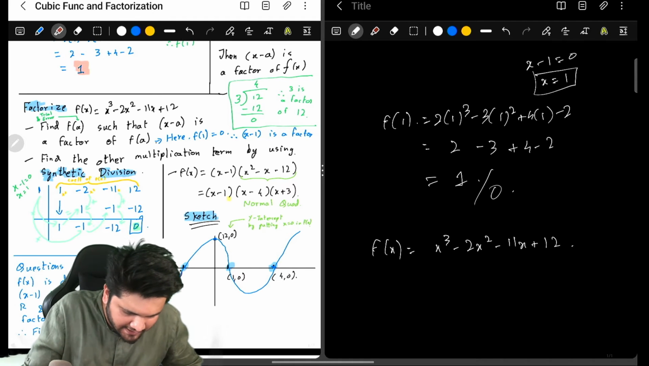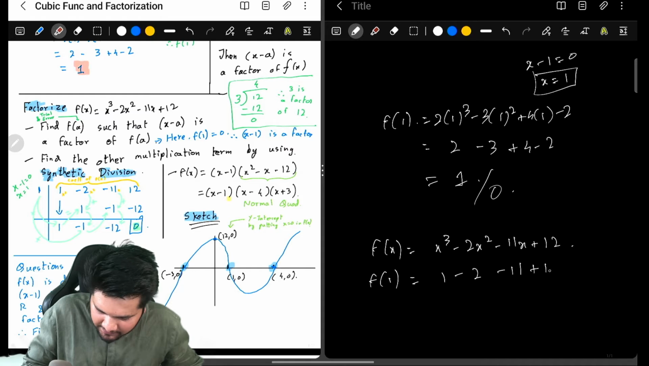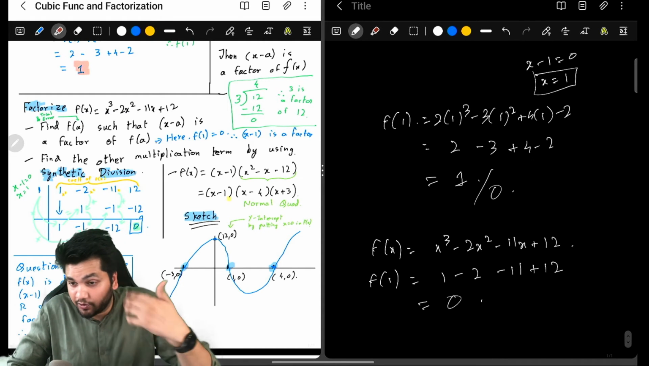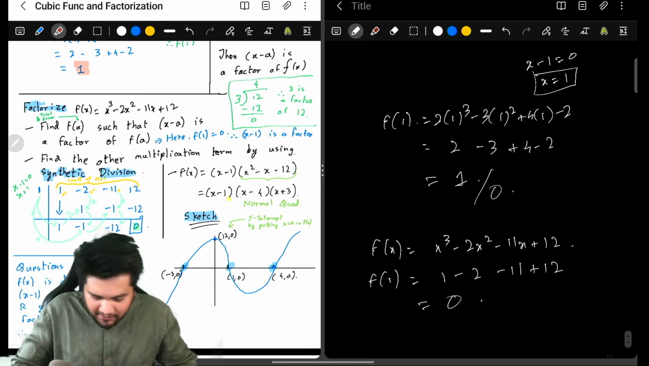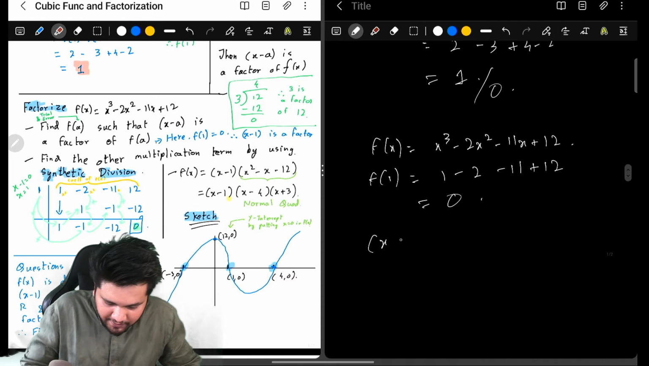So here, as you can see, f of 1 is equal to 0. Is it? Okay. If I put f of 1, then I'll get 1 minus 2 minus 11 plus 12, which is nothing but 0. So if I put 1, then it becomes a factor. That's why x minus 1, as I said, x minus a would be the factor. So x minus 1 is a factor of f of x.